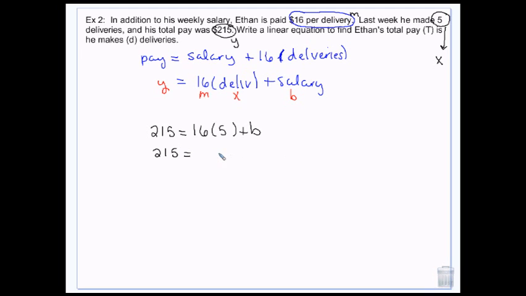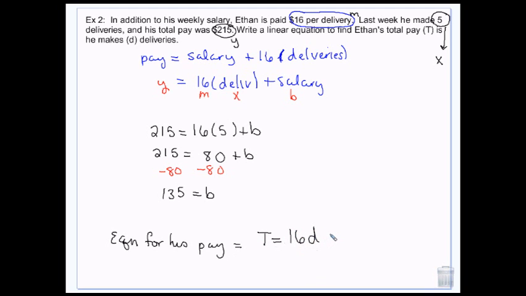So 16 times 5 is going to be 80. Subtract that 80. What is that? 135? Did I do that right? Yeah, 135. Okay. So his salary is $135. So the equation for his pay is, we're supposed to use T for total pay, T is equal to 16 times D plus 135.